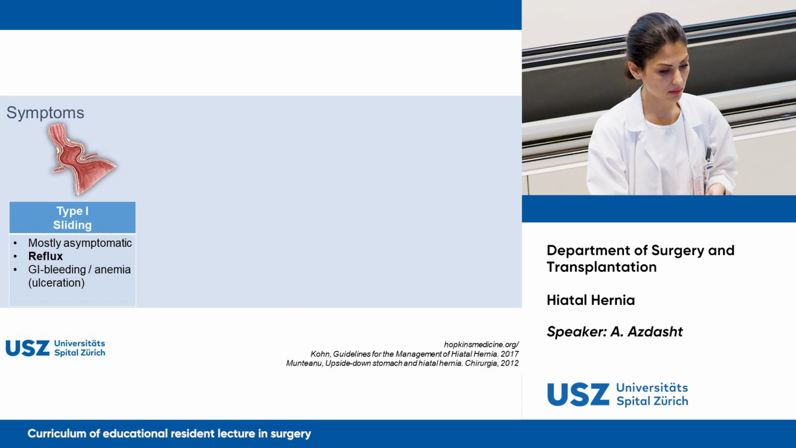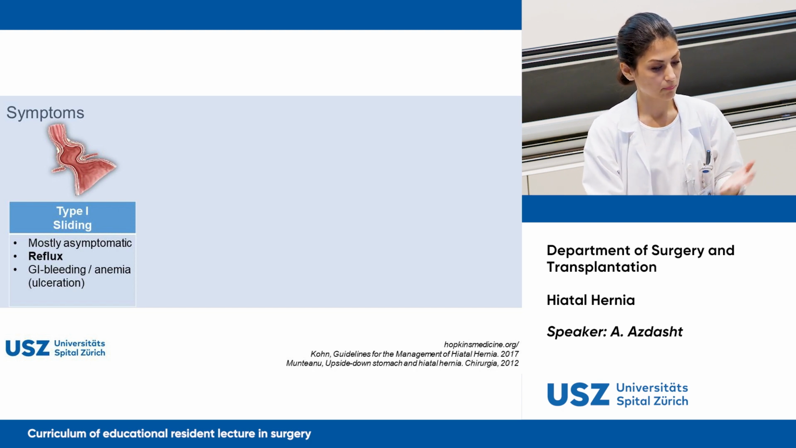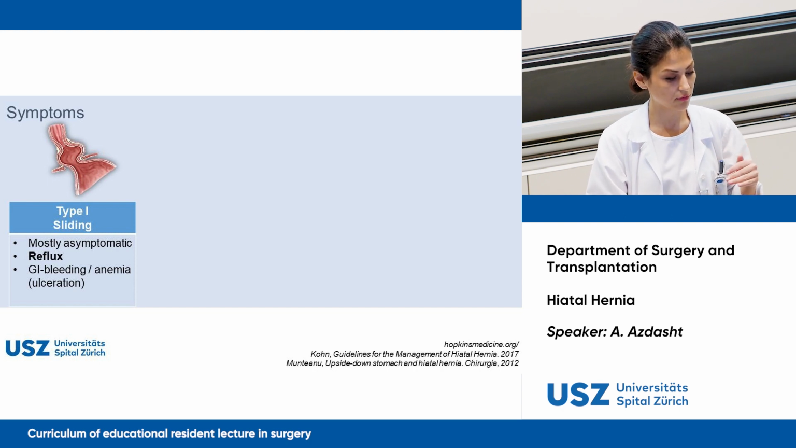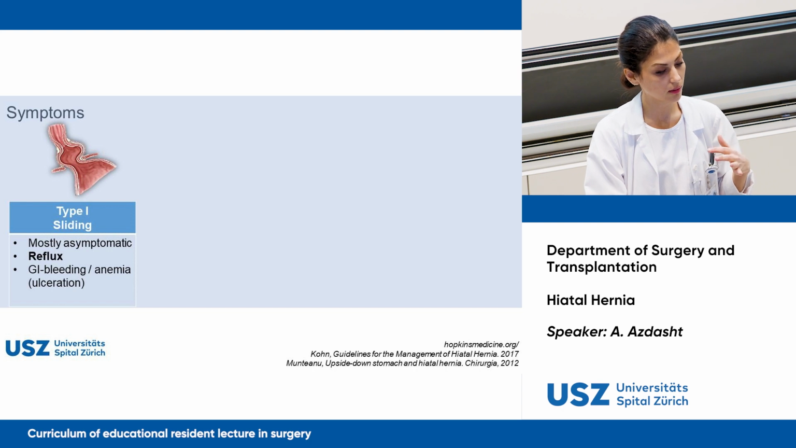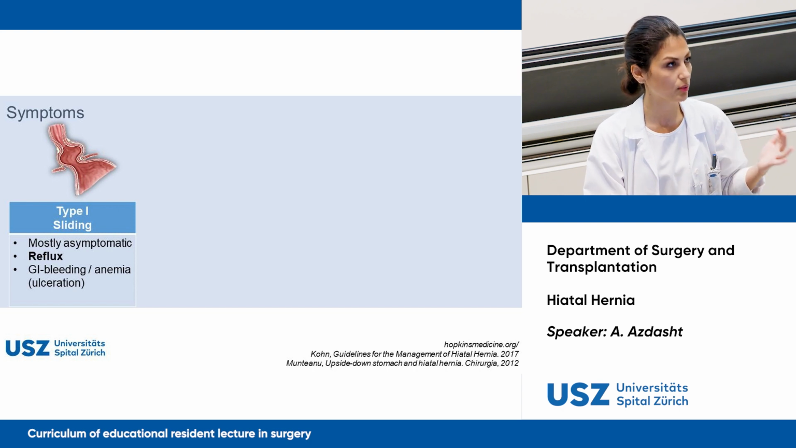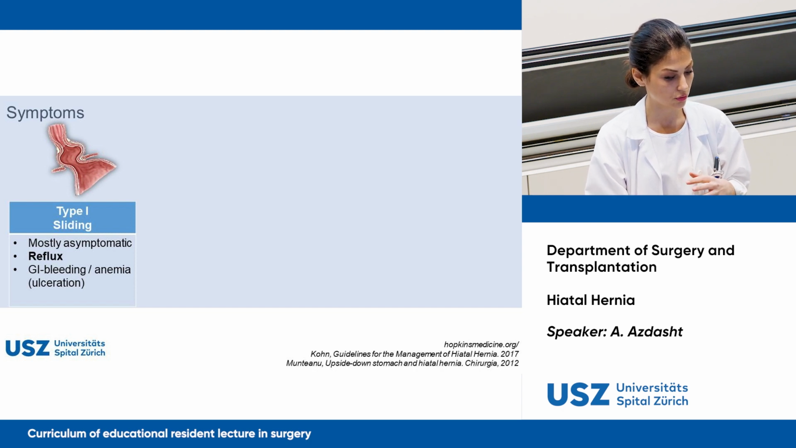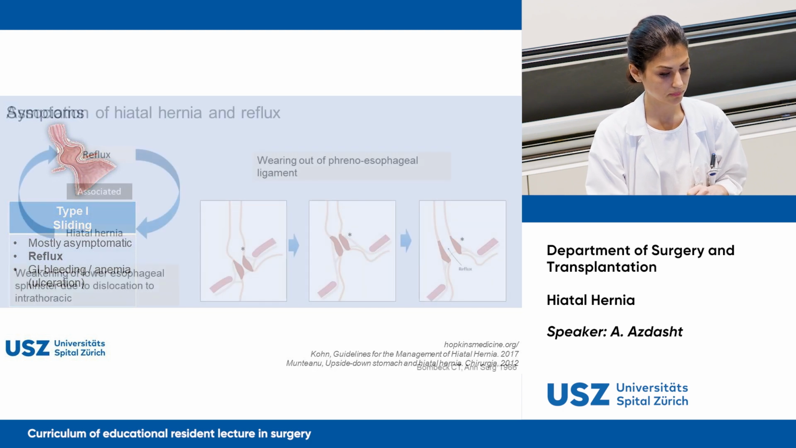Let's talk about the symptoms. In type 1, if you recapitulate, the gastroesophageal junction is above the diaphragm. So here mostly it is asymptomatic, but if the patients are symptomatic, they suffer from reflux and can have gastrointestinal bleeding due to ulcerations that can occur in the esophagus.